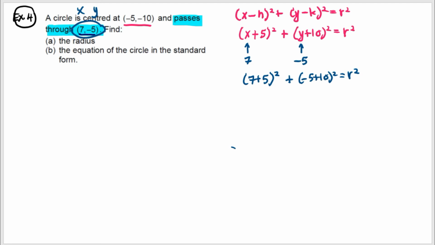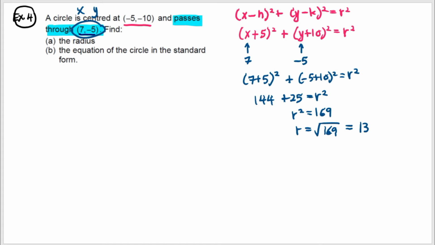Therefore this one is 12^2, which is 144, and this one is 5^2, which is 25. This is r^2. So r^2 is 169. Therefore r is the square root of 169, so this will be 13, right? So the radius for this circle is 13 here.